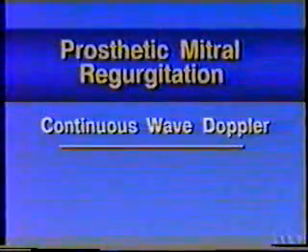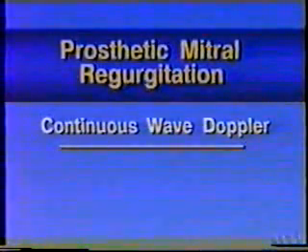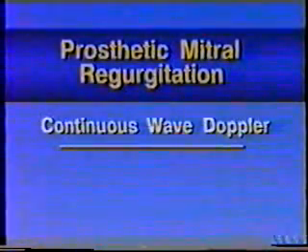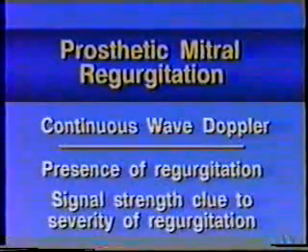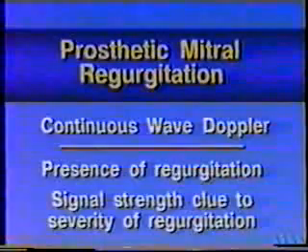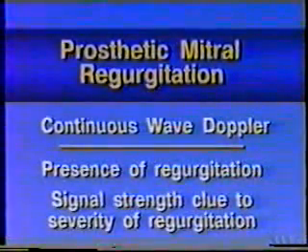Continuous wave Doppler should always be utilized when assessing patients for prosthetic mitral regurgitation. CW Doppler often provides the first clue to the presence of regurgitation. In addition, the signal strength of the CW regurgitation is an important clue to the severity of the regurgitation.